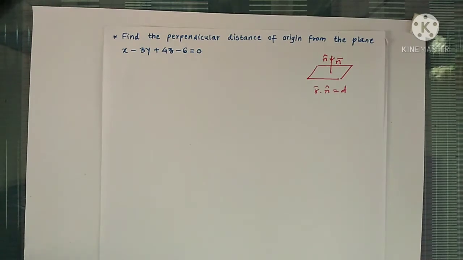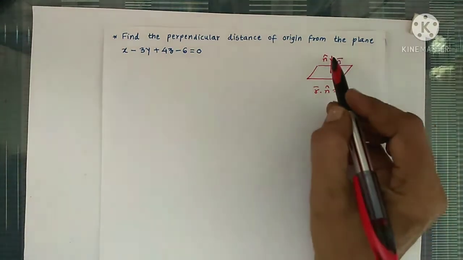Find the perpendicular distance of the origin from the plane x minus 3y plus 4z minus 6 equal to 0. The equation of the plane is given in Cartesian form. Vectors are not used here. But first of all, let's revise what the equation in normal form is.